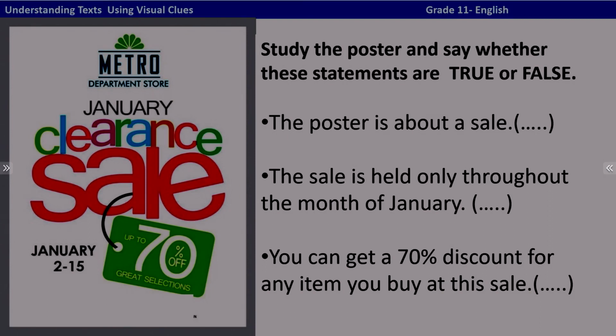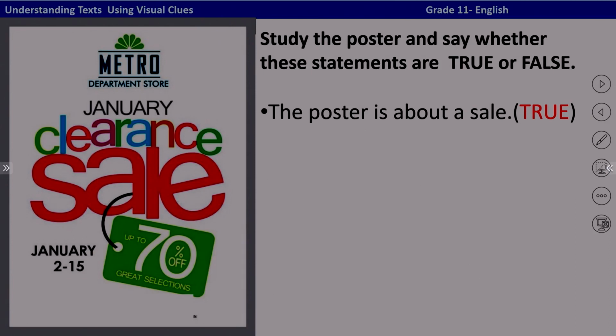So this time, study the poster very carefully. I don't think you see pictures there. There are other types of visual clues for you to understand the meaning conveyed by the poster. Okay, children, let's pay attention to the first statement. It says, the poster is about a sale. What do you think? Yes, if you look at the poster clearly, you see the word sale very prominently displayed on the poster. So, the first statement is correct. The poster is about a sale.